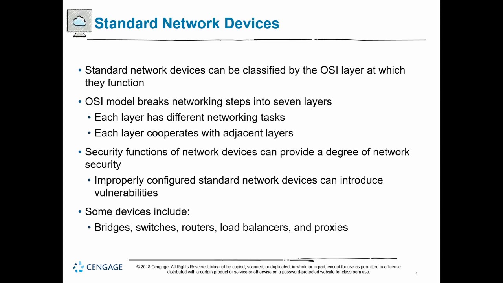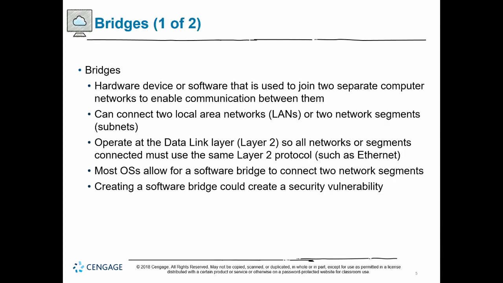So standard networking devices, as you know, work at the OSI layers, and each layer is codependent on the next. Some devices include bridges, switches, routers, load balancers, and proxies. Bridges are a hardware device or software that is used to join two separate computer networks to enable communication, so you can connect two LANs together. They operate at the data link layer, layer 2. Most operating systems allow for software bridges to connect two networking system segments.